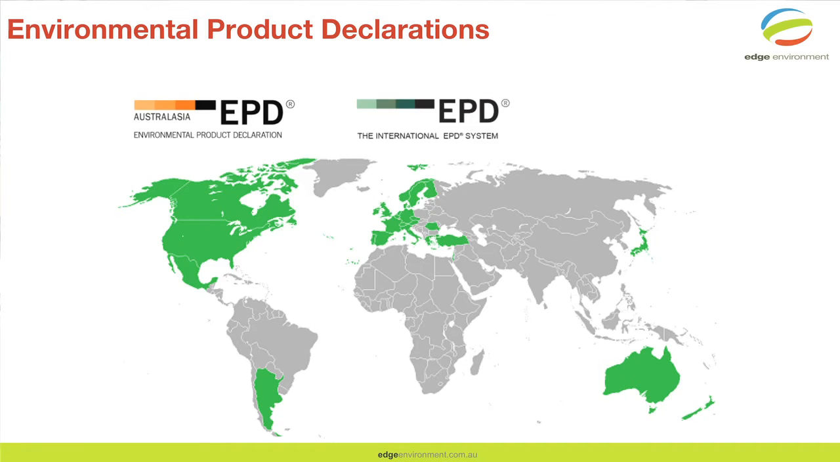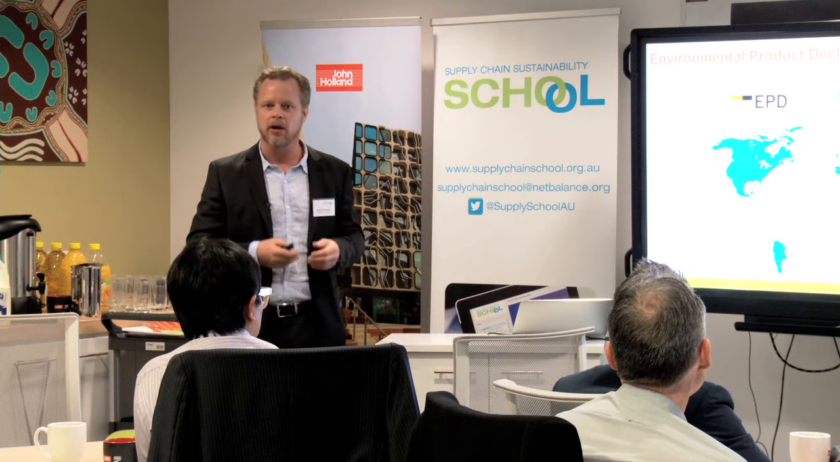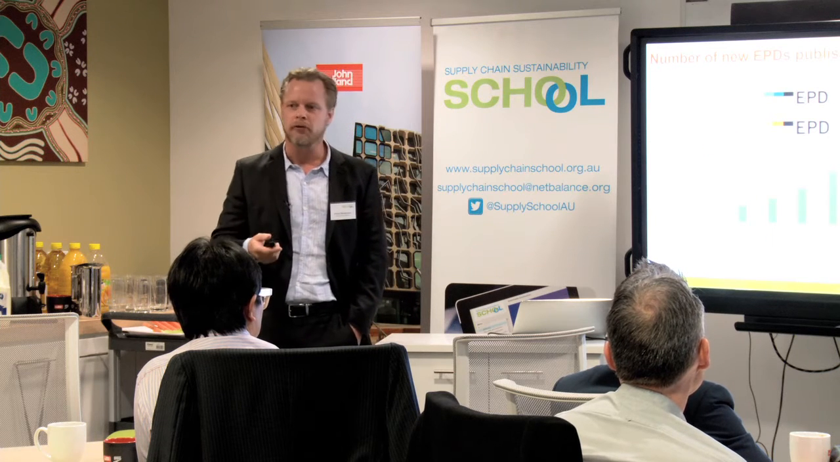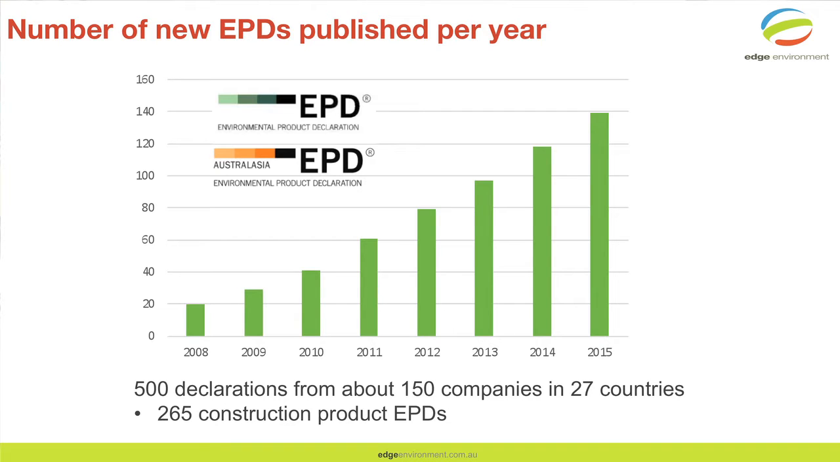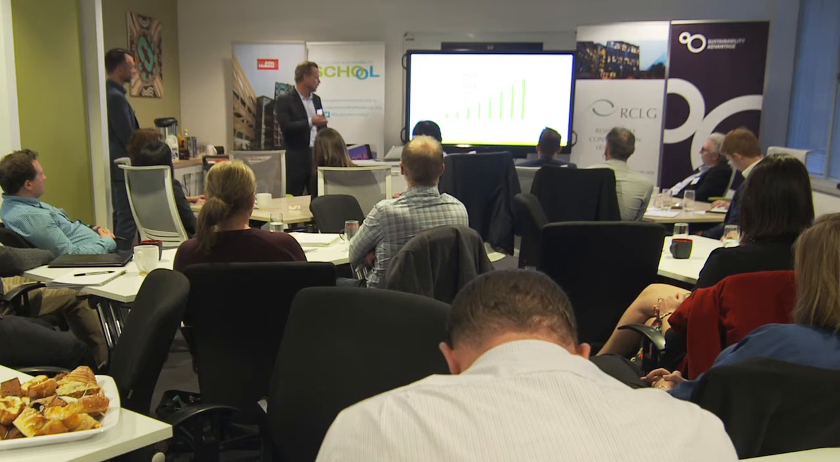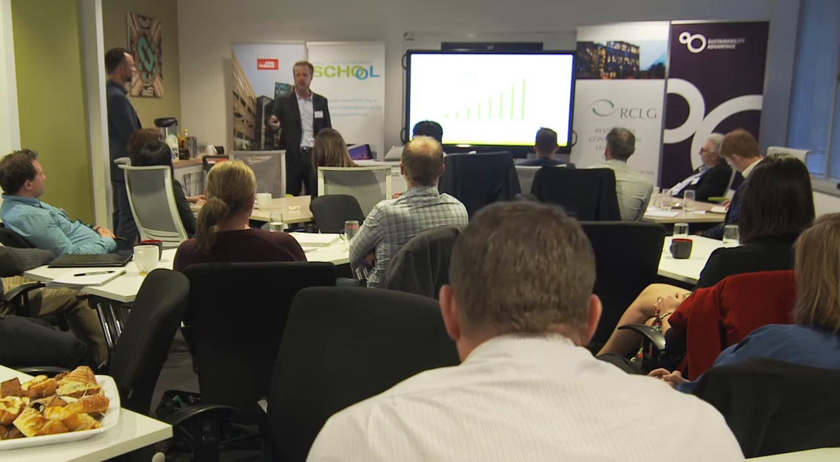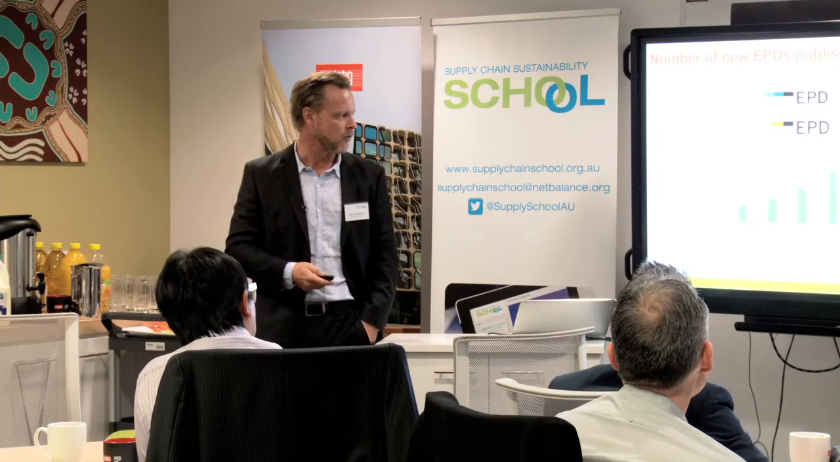Now, environmental product declaration is also a global phenomenon. It started pretty much in Europe, where it covers most countries, then spread to North America, South America, Australasia. We got on with it a year and a half ago, really. And there's about 140 new EPDs annually, and that's a growth rate. So in total, there's about 500 just from these programs, the International EPD program and the Australasian EPD program. So that's 265 construction product EPDs out there that you can access, which is a wealth of information.